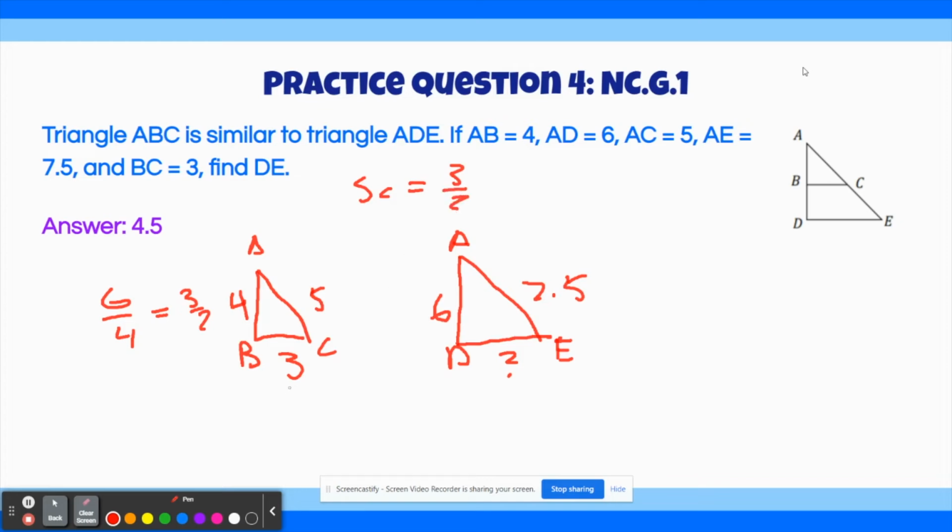And now we just need to multiply this side, BC, by the scale factor to get DE since they're corresponding sides, as you can see over here. And so 3 times 3 over 2 equals 9 over 2. And if you simplify that into a decimal, you're going to get 4.5. So our final answer is that side DE equals 4.5.